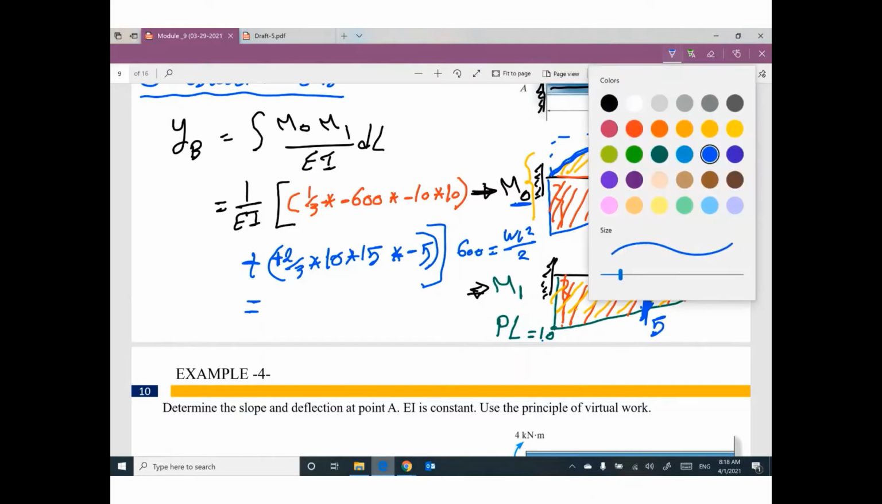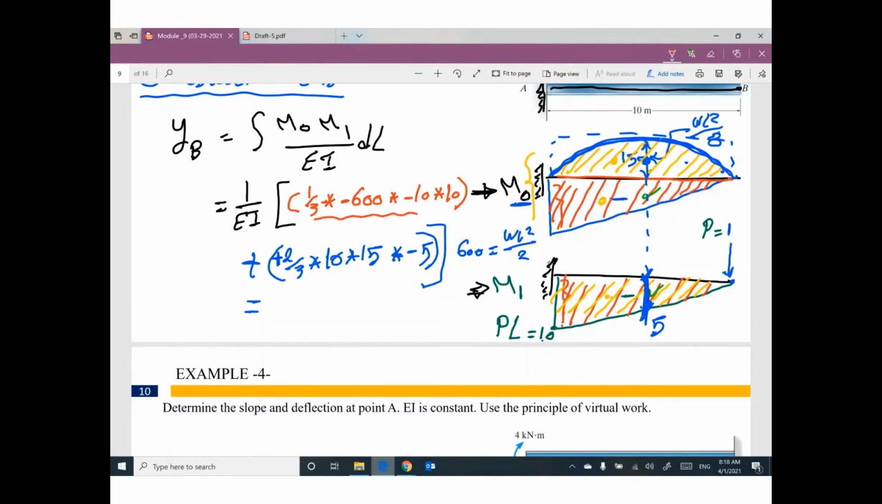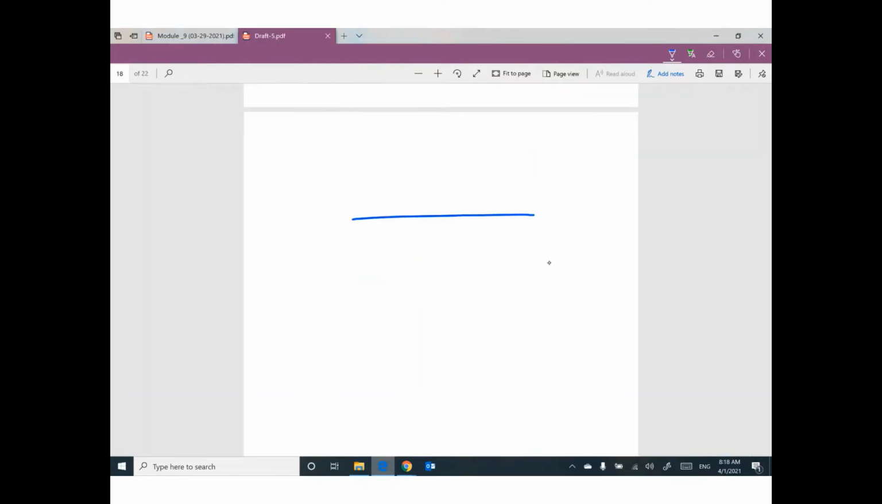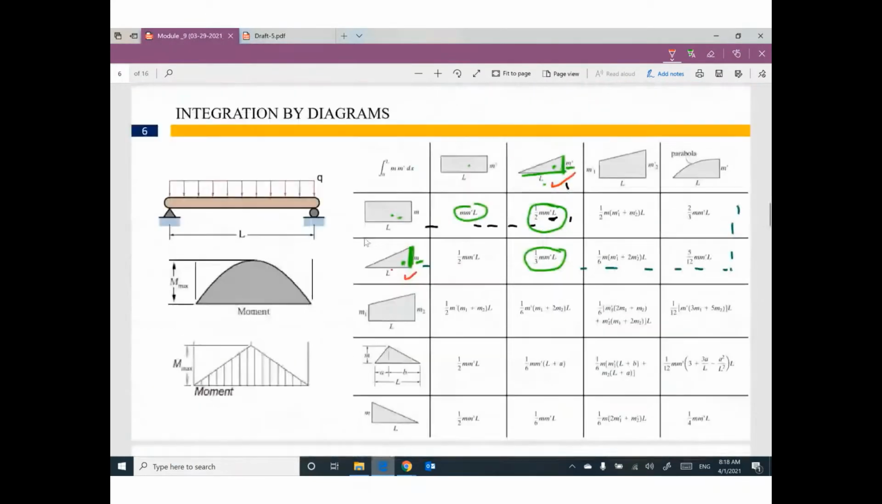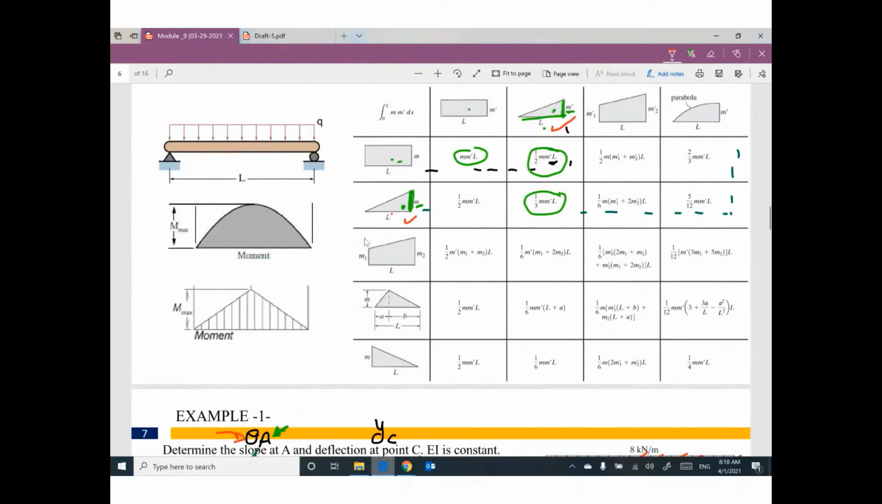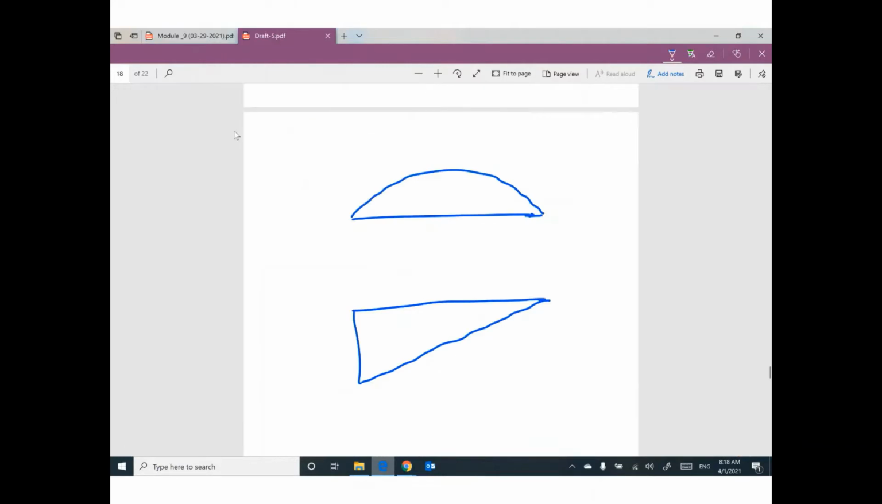So guys, the first part is the integration of this triangle with this triangle. The second part is the integration between this parabola and this triangle. If you have a complete parabola with a triangle, one more time, this case is not included in this table. The case here, we have a half parabola. Okay, we can do it very simply.